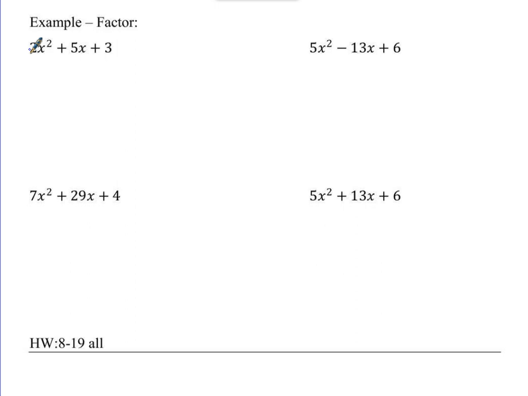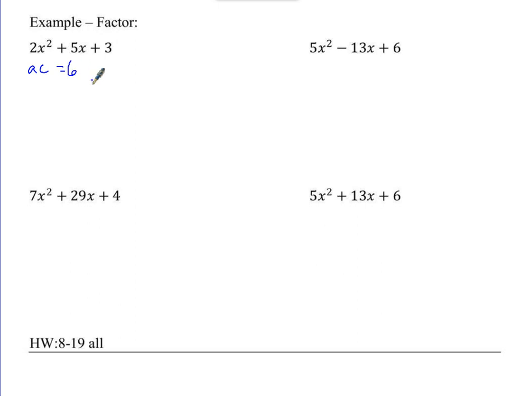So look at these numbers. Is there a greatest common factor between 2, 5, and 3, aside from 1? No. So there is no GCF to pull out here, which means we're ready to go. The next thing we have to do is find AC. AC is this number, the A number, times the constant number. So 2 times 3, which is 6.